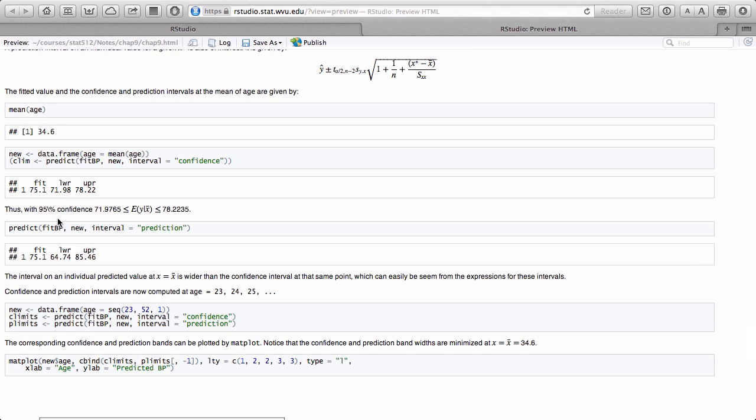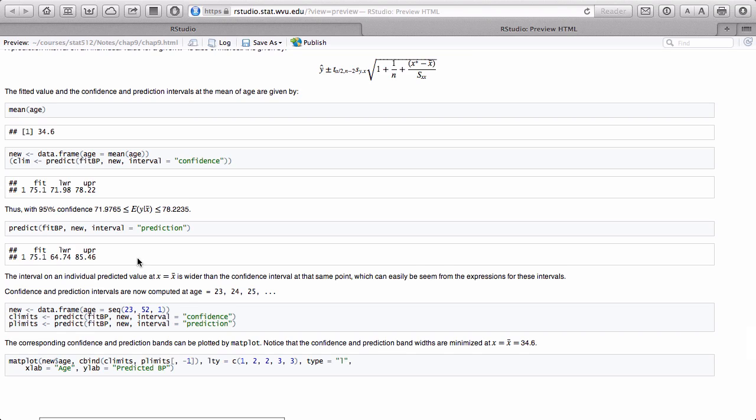Now, if I want the 95% prediction interval, that is for a single individual, then I do exactly the same thing, except instead of saying interval is confidence, I say interval is prediction. Now, notice these two intervals right here. Which is wider, the prediction interval or the confidence interval? Well, the prediction interval goes from 64 to 85, whereas the other one goes from about 72 to 78. The prediction interval is quite a bit wider.